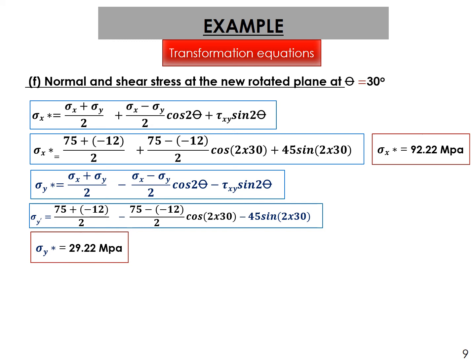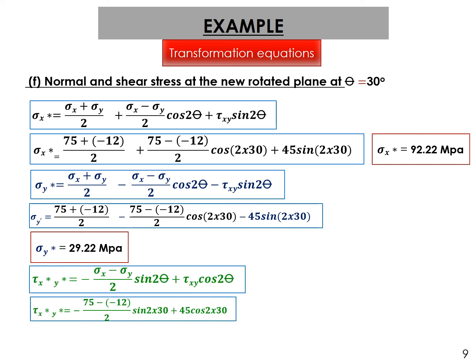You can see, these are all values. So that is how we calculate. We get the normal stress at the new position 92.22 megapascal, then 29.22 megapascal, and shear stress is minus 15.17 megapascal. So that is using these transformation equations. So we have calculated all the parts using transformation equations. Now we will repeat the same using Mohr circle. So let's see.